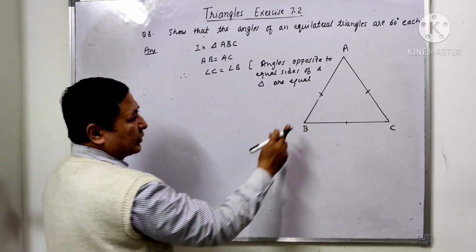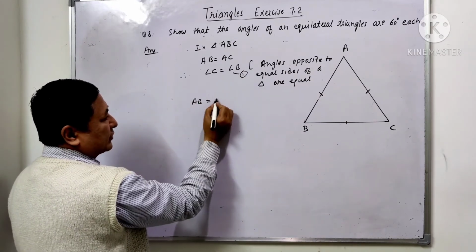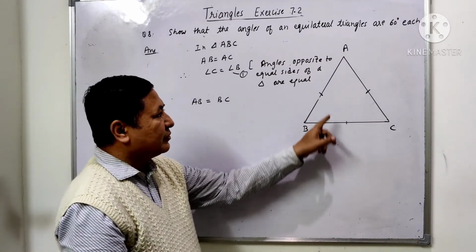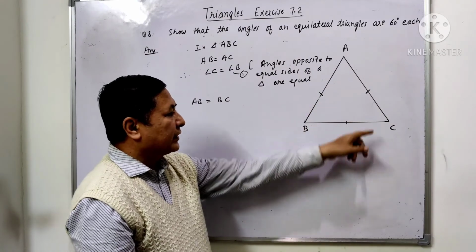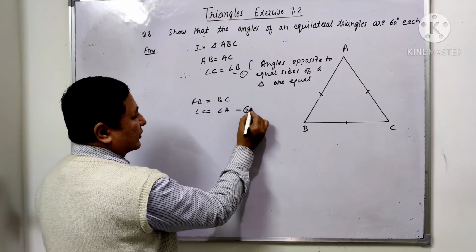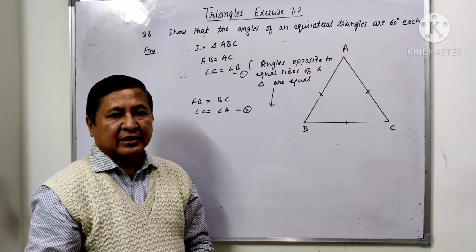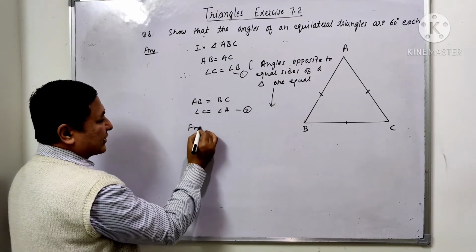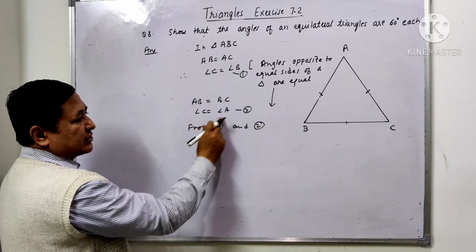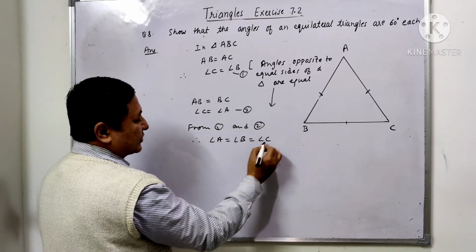Now similarly, AB and BC are also equal. We'll mark it as 1. AB and BC are also equal, and the angles opposite to these two equal sides will be angle C and angle A. We mark this as 2, and the reason is again the same, that the angles opposite to equal sides of a triangle are equal. Now from first and second, as you can see, angle C is equal to angle B and angle C is equal to angle A. Therefore angle A is equal to angle B is equal to angle C.